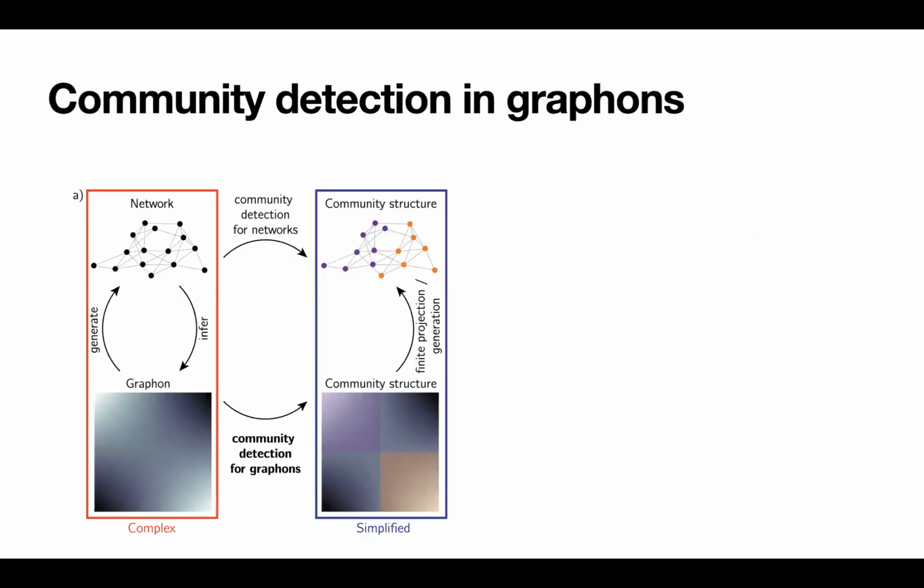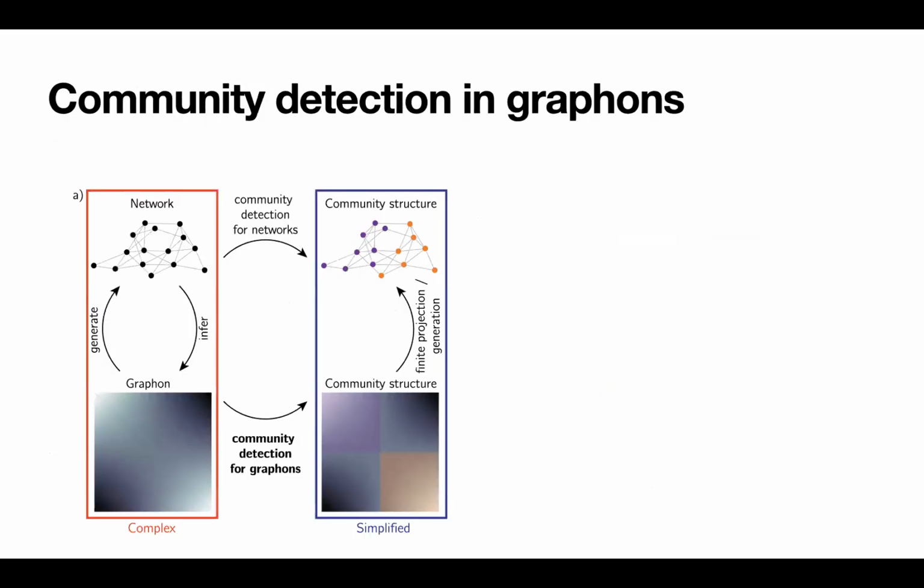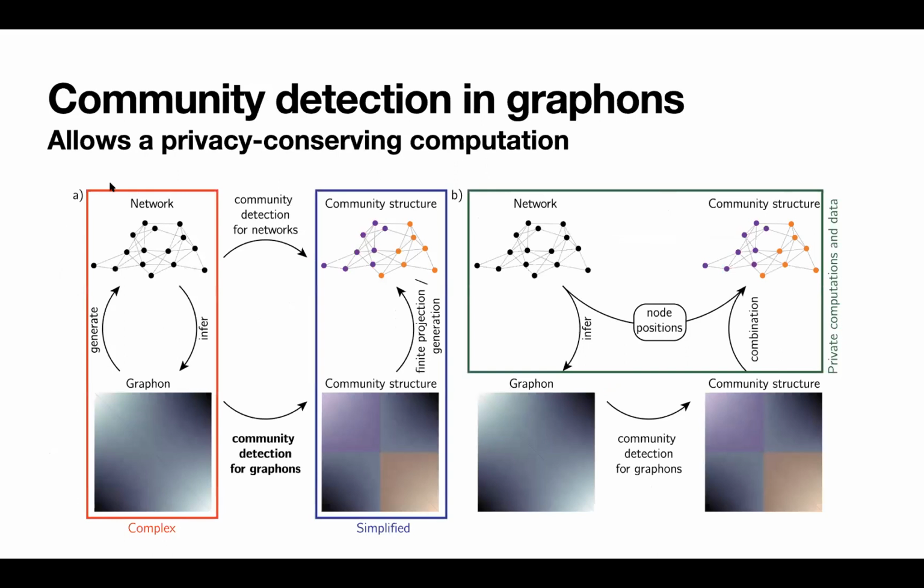So the question is, why would we be interested in this comparison between empirical data and the actual graph? Because you could argue, why would I be interested in estimating a graphon if I then want to estimate the community structure, when I could do it on the graph itself? On the one hand, we have seen earlier that this intermediary step of graphon estimation can improve our community structure. And second of all, I want to demonstrate that it also allows a way of privacy-conserving computation of community structure in a network.